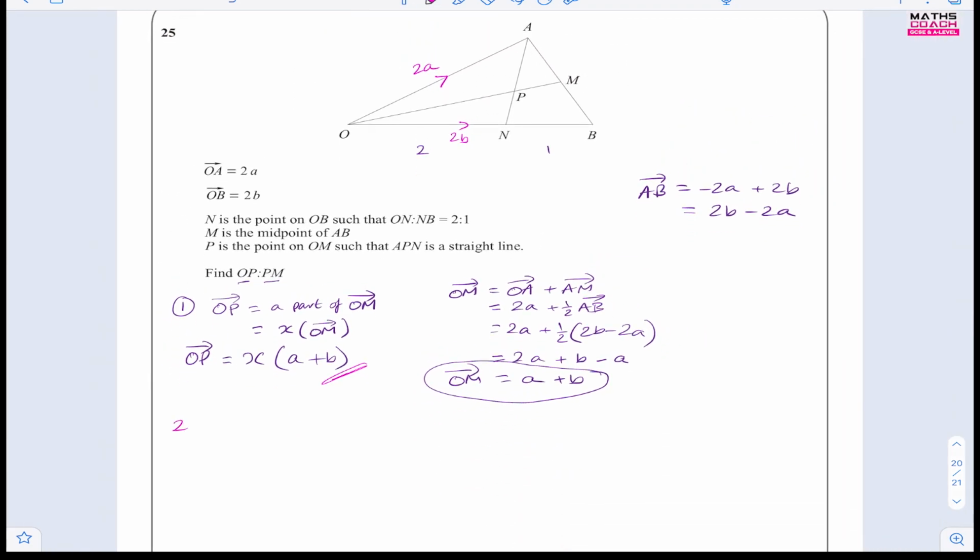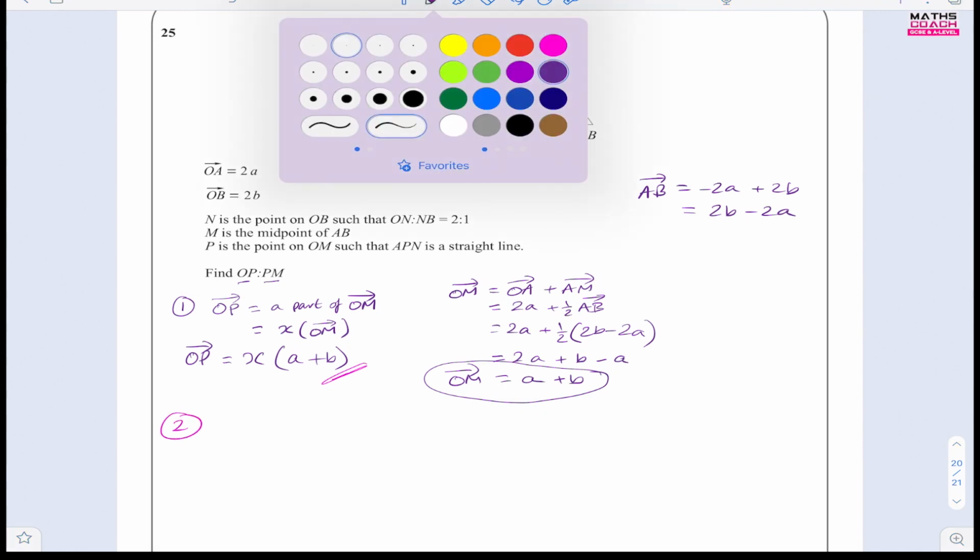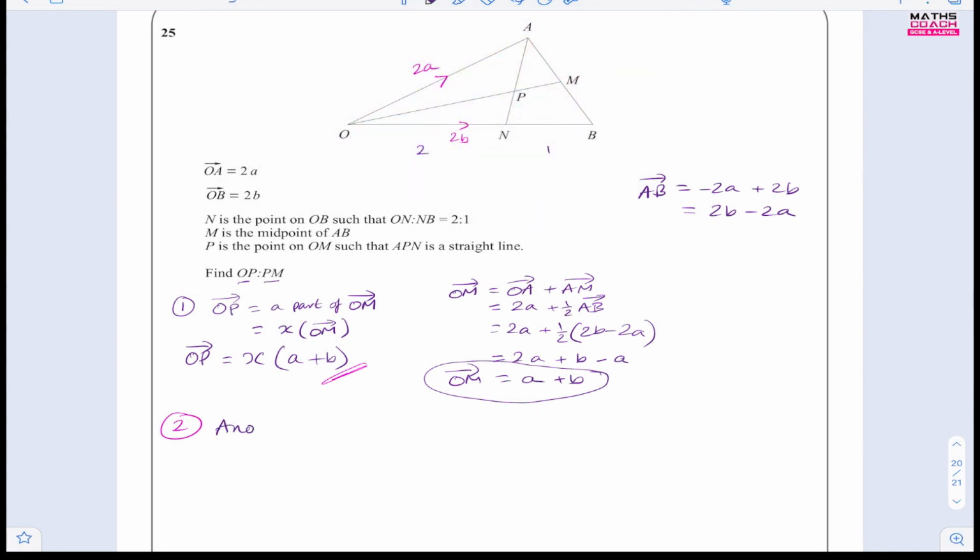So what we're going to do now, second, is find another route for O to P. Previously, we said O to P is a part of the full O to M. But this time, to go from O to P, we use another route. So we can go, for example, O to A and then A to P. Okay, so let's go ahead and do that. So we can go O to A and then A to P.